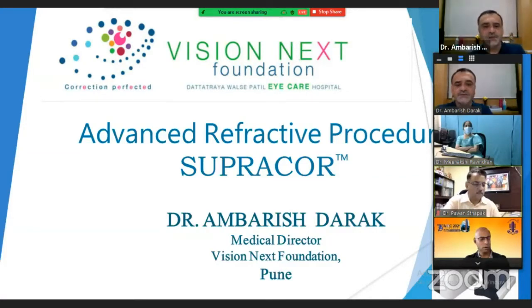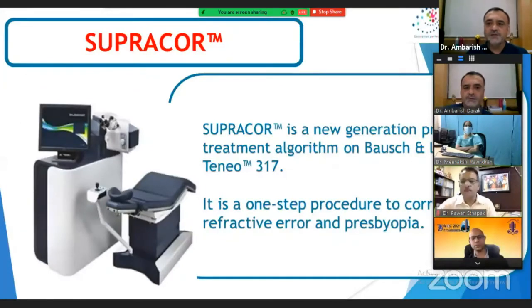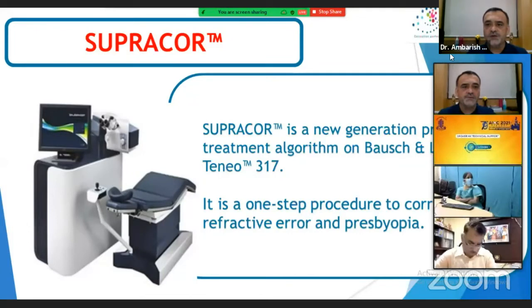Correction laser platform available on Bausch & Lomb Teneo. It's basically a one-step procedure to correct the refractive error along with the presbyopia. So along with hyperopia or presbyopia, you can correct everything.